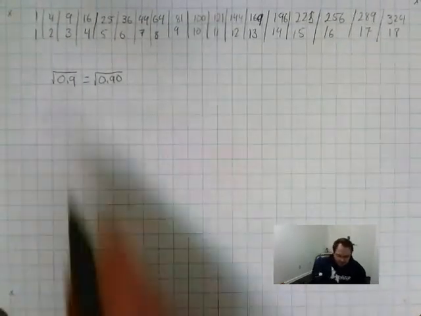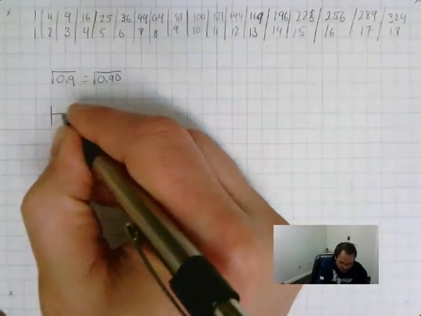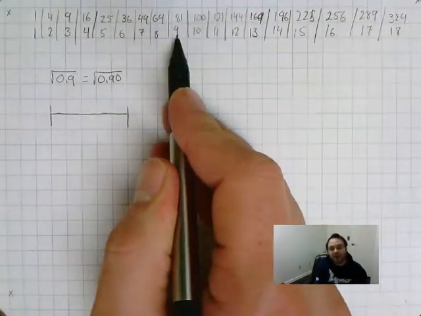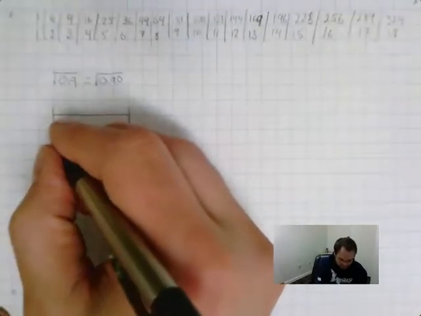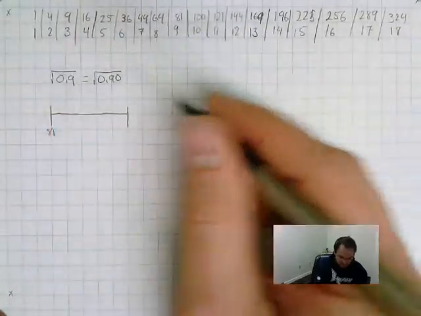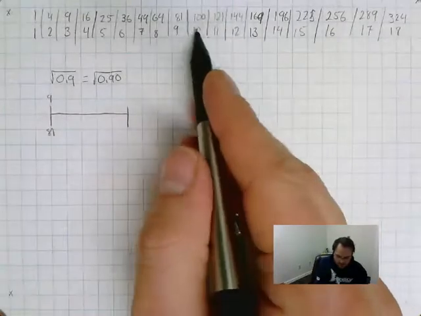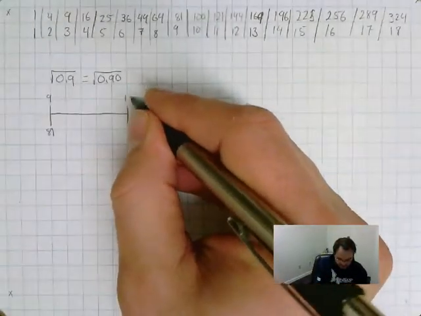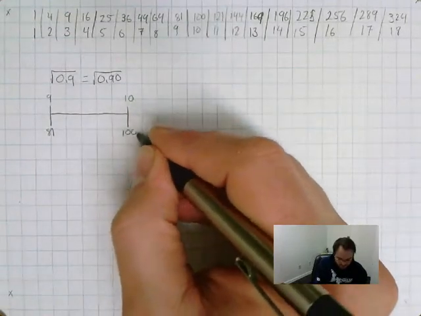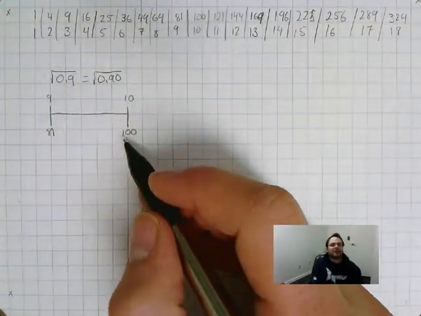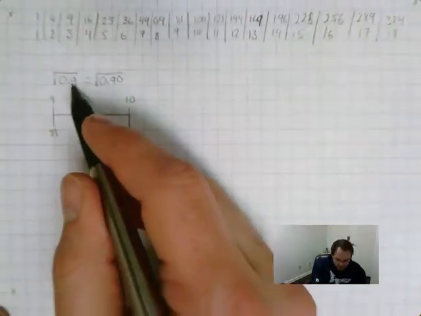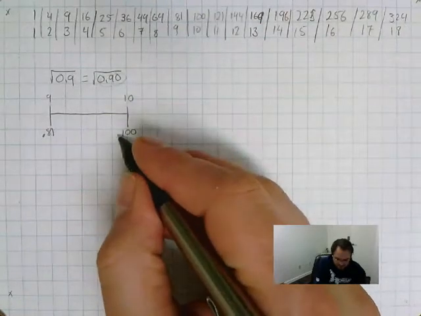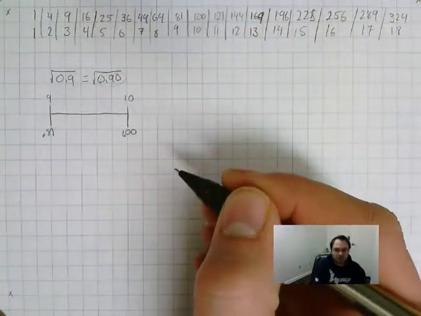So at 0.90, I'm going to make my bar and find two perfect square benchmarks, one below, one above. One below is going to be 9 squared, which is 81, and one above is going to be 10 squared, which is 100. Now here's the tricky thing. We have actually two numbers behind the decimal place. So this is 0.81, two numbers behind the decimal place. So that's going to be 1.0.